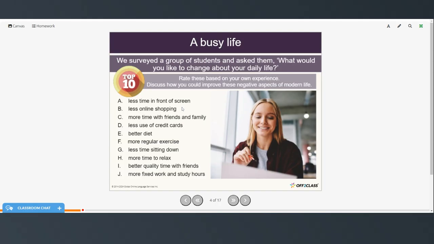Do less online shopping? Spend more time with friends and family? Less use of credit cards? Better diet? More regular exercise? Less time sitting down? More time to relax? Better quality time with friends? And more fixed work and study hours. So choose the ones that are most important for you and then think about some ways that you could improve in the areas that you chose.